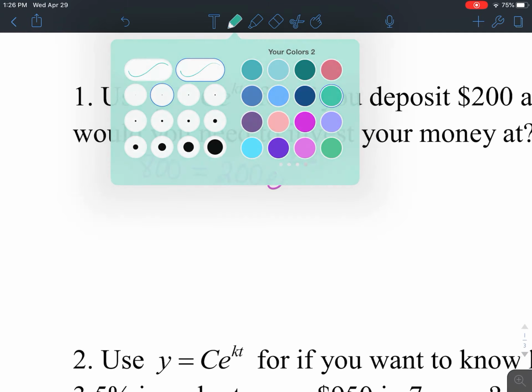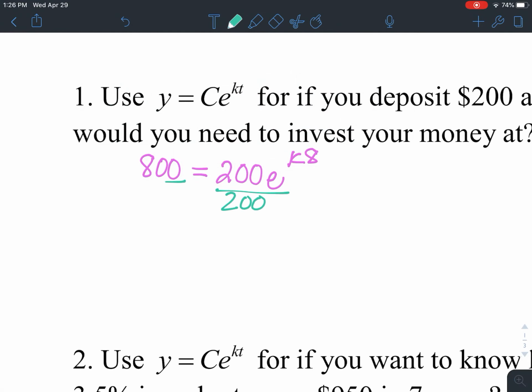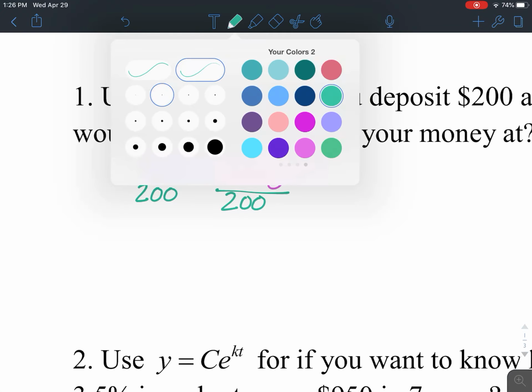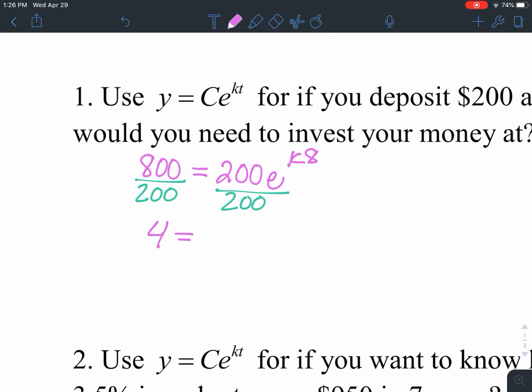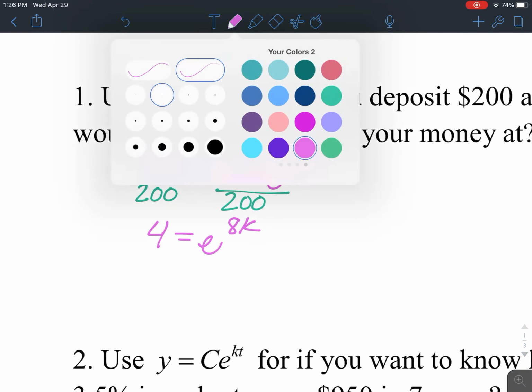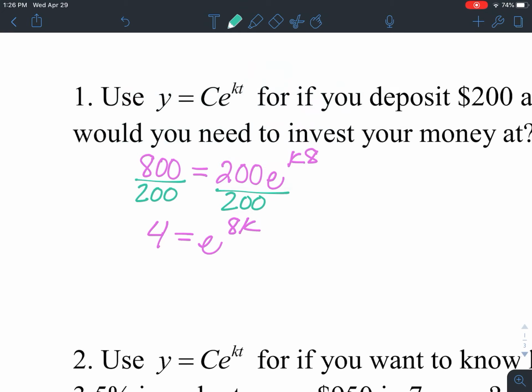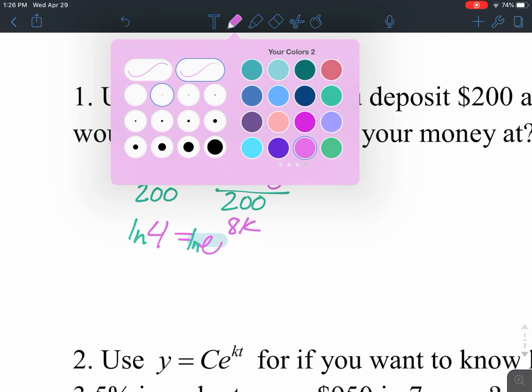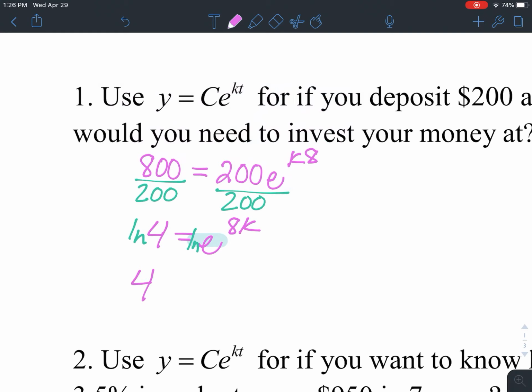So again, just like our other problems, divide by 200, divide by 200. 800 divided by 200, we're going to be at 4 equals e^(8k). Now to solve for k, because we have a base of e, we want to ln both sides. Remember, this cancels, and you end up with ln 4 equals 8k. Divide by 8, divide by 8. Plug that into your calculator.